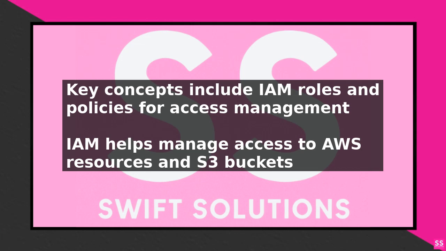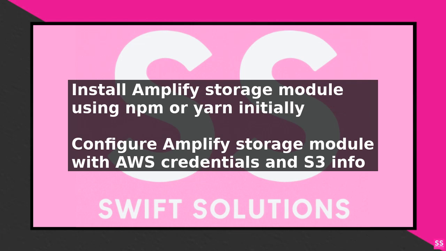Step-by-step guide. The first step is to install the Amplify storage module using npm or yarn. Then you need to configure the Amplify storage module by adding your AWS credentials and S3 bucket information. Next, you need to create an IAM role and policy that allows your Amplify application to access your S3 bucket.